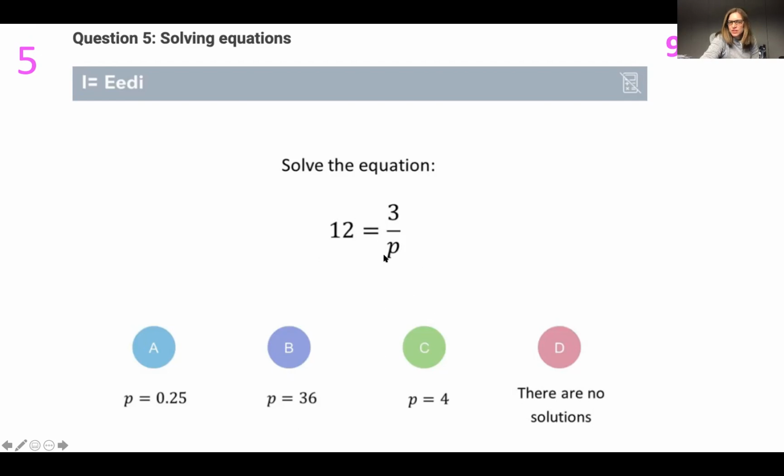I would rearrange this. I would multiply both sides by p. Remember, we talk about using the balancing method. Multiply both sides by p. So 12p equals 3. And then I've got 12p, but I only want 1p. So I'm going to divide both sides by 12. So p would then be on the left-hand side, and on the right-hand side, I would have 3 over 12. And 3 over 12 simplifies down to 1/4, which as a decimal is 0.25. So there you go.